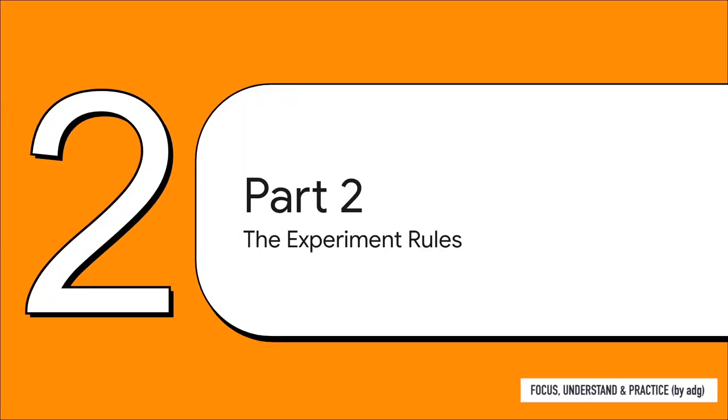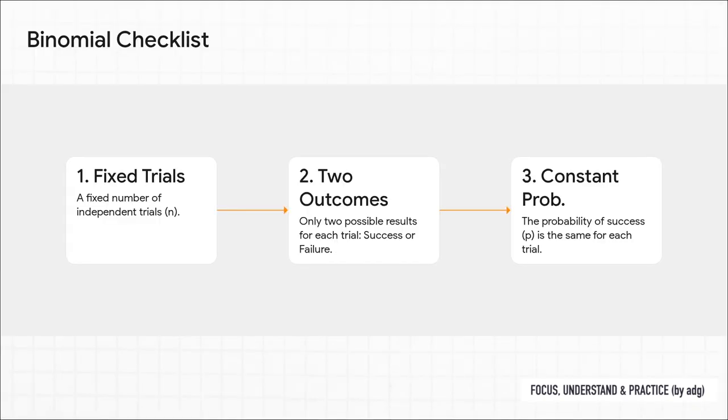So, how do we know when we can actually use this thing? Well, it's not a free-for-all. There are some specific rules we have to follow. Let's go through the checklist for what makes a binomial experiment. Here it is, our checklist. First up, you've got to have a fixed number of trials. We call that n. For our coin, that was 10 flips.